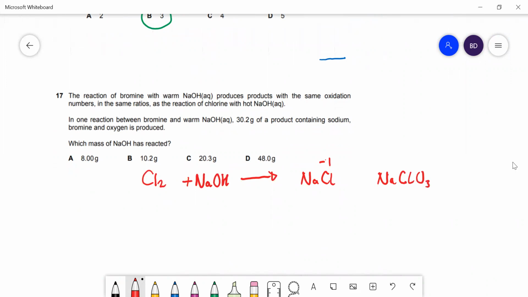That's when you use hot, okay? If you use cold, you get sodium chlorate 1. So you get -1 and +5. It says when you react bromine with it, you produce the same oxidation numbers. So let's do the reaction with bromine. I will balance that one.